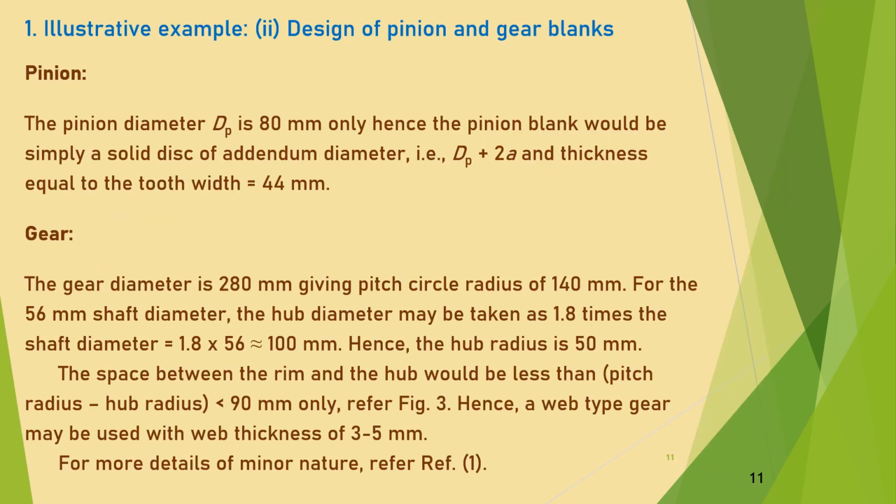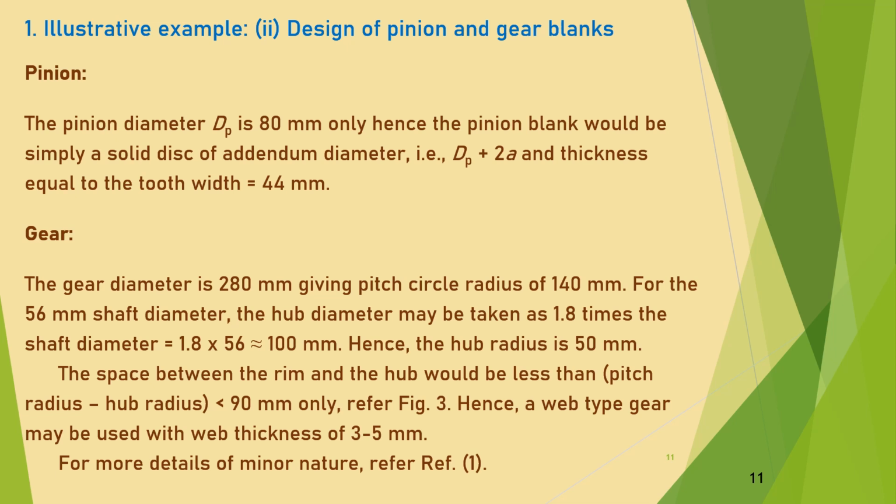Now I continue with the example which we have discussed earlier and take up the design of pinion and gear blanks. The pinion diameter dp is 80 mm only, hence the pinion blank would be simply a solid disc of addendum diameter, that is the pitch circle diameter dp plus 2 times the addendum, and thickness will be equal to the tooth width thickness, that is 44 mm.